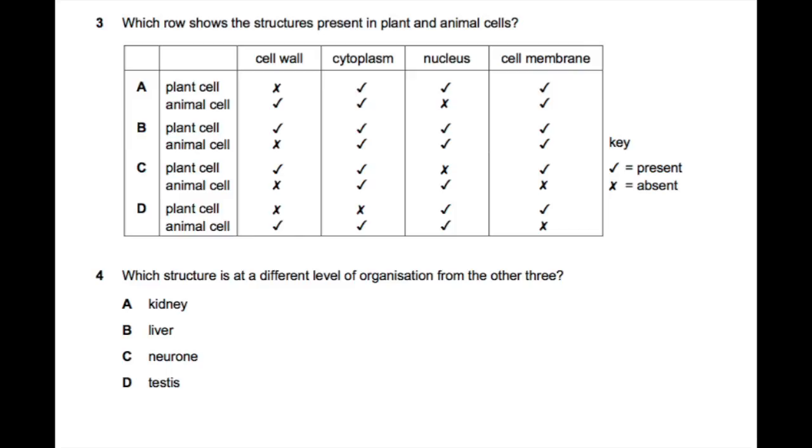Now question 4. Which structure is at a different level of organization from the other 3? Is it A, kidney, B, liver, C, neuron, or D, testis? The answer could be a cell, a tissue, an organ system, or an organism. Showing here, kidney, liver, and testis are all organs, while the neuron is a cell. They are nerve cells. They are adapted to carry electrical impulses from one place to another. So that makes neuron the answer here.